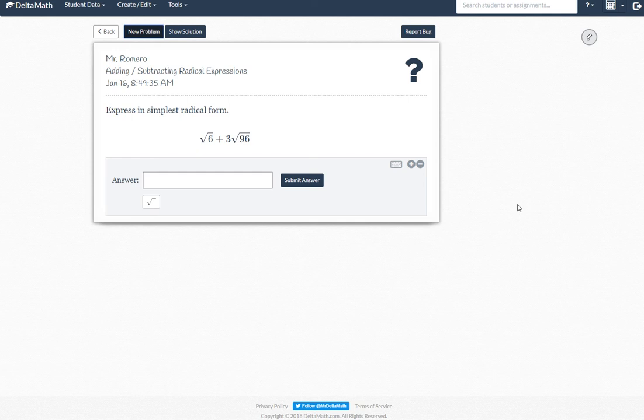Okay, you guys do this one. Raise your hand when you got it. That says square root of 6 plus 3 square root of 96. Square root of 6 plus 3 square root of 96.